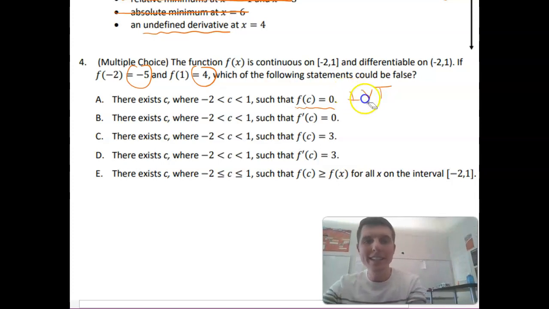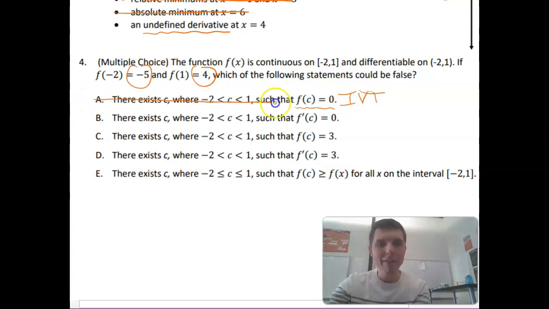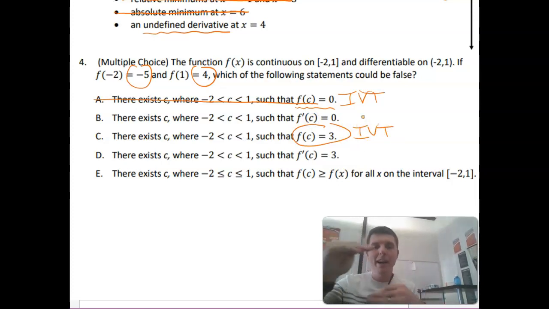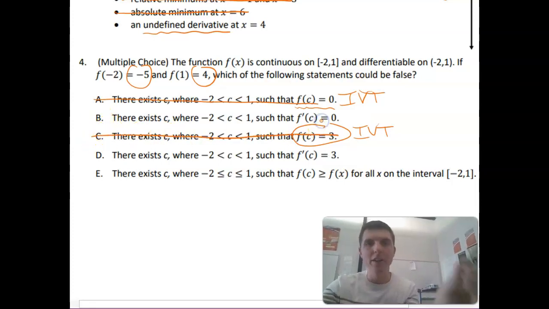So A, sorry, I didn't want to erase that part. A is an IVT part, and it's definitely true. Let's look at the other IVTs. Could I cross 3? This is also an IVT question. Could I cross 3 between negative 5 and 4? Yeah, I got to cross 3 somewhere, so C can't be false. It's definitely true.